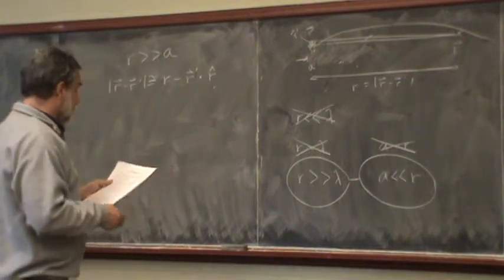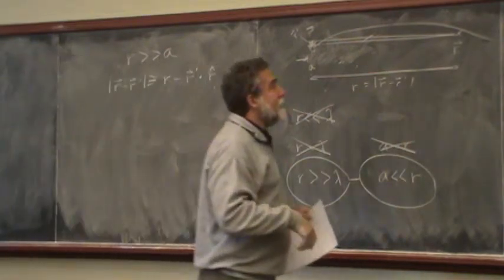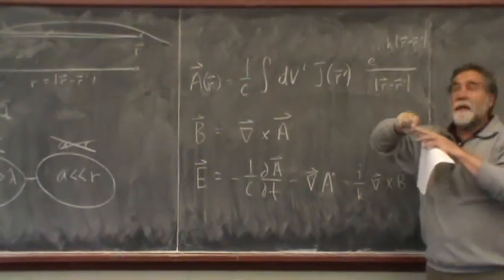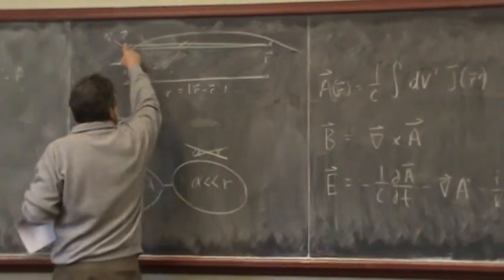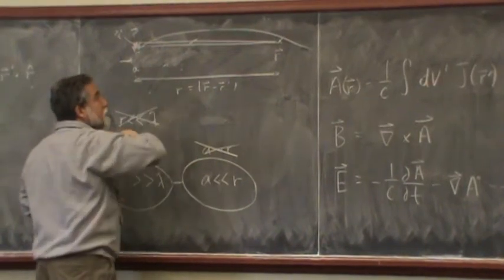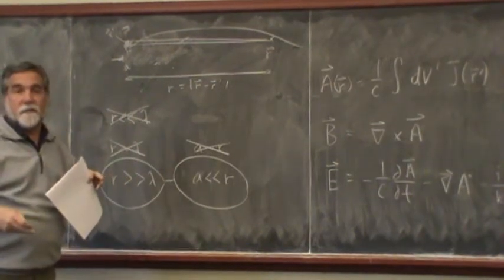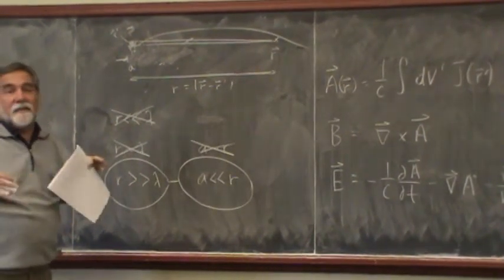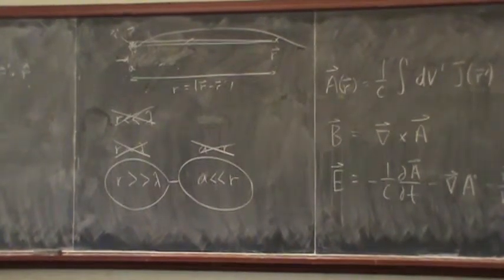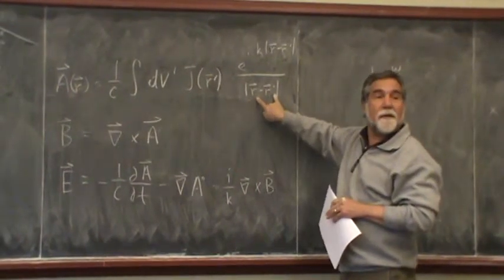In this far zone, we can't ignore the exponential, all right? The differences in path length between this point and that point may be substantial when measured in terms of the wavelengths. So I can't approximate that as a constant, for example. This one, maybe, okay?